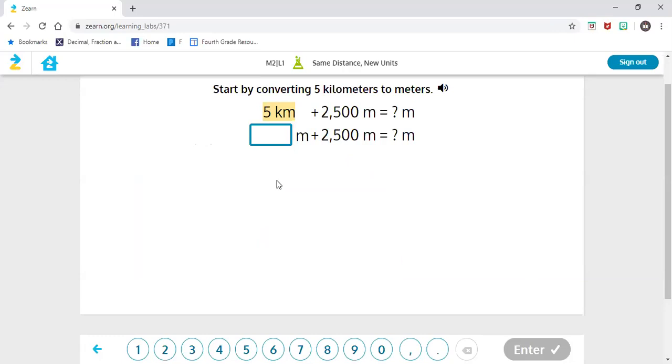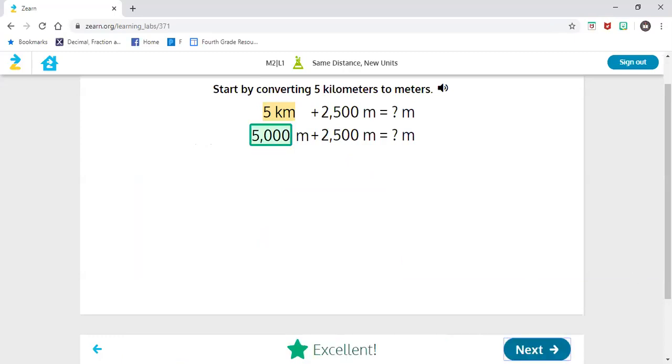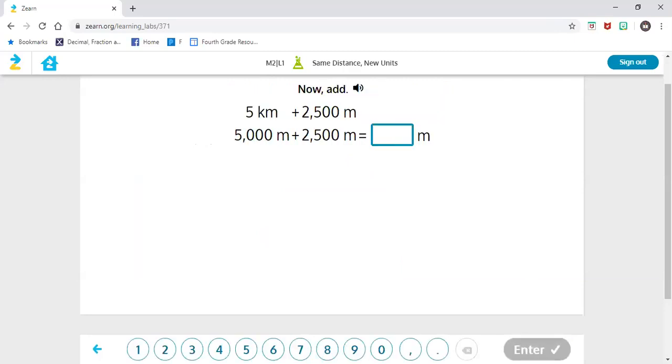Okay, so before we even add, we're going to convert. So how many kilometers do I have in 5 kilometers? Remember, for every kilometer, there's how many meters? Yes, 1,000. So 5 times 1,000 is 5,000. Now we're going to use the standard algorithm to add. Now remember, we don't add going horizontal. We add vertical. So this gives us 7,500.